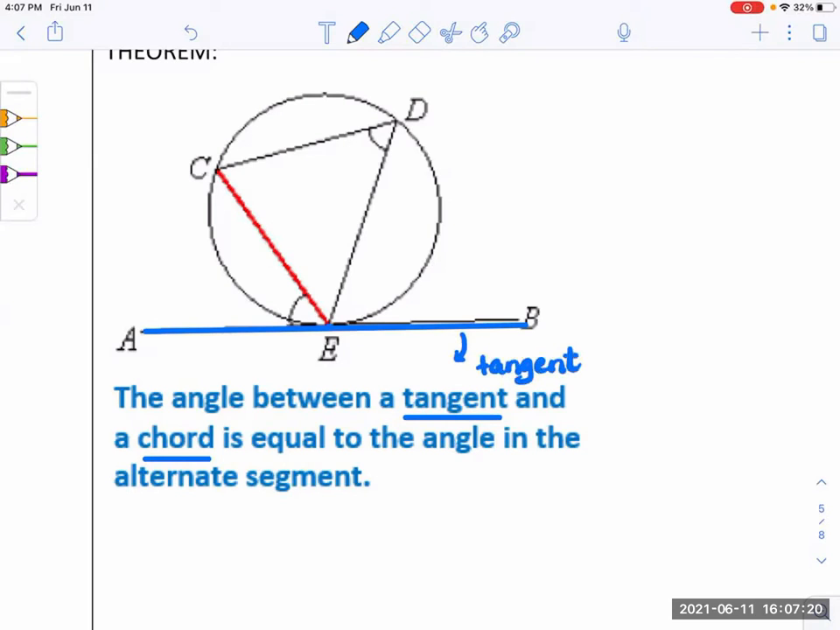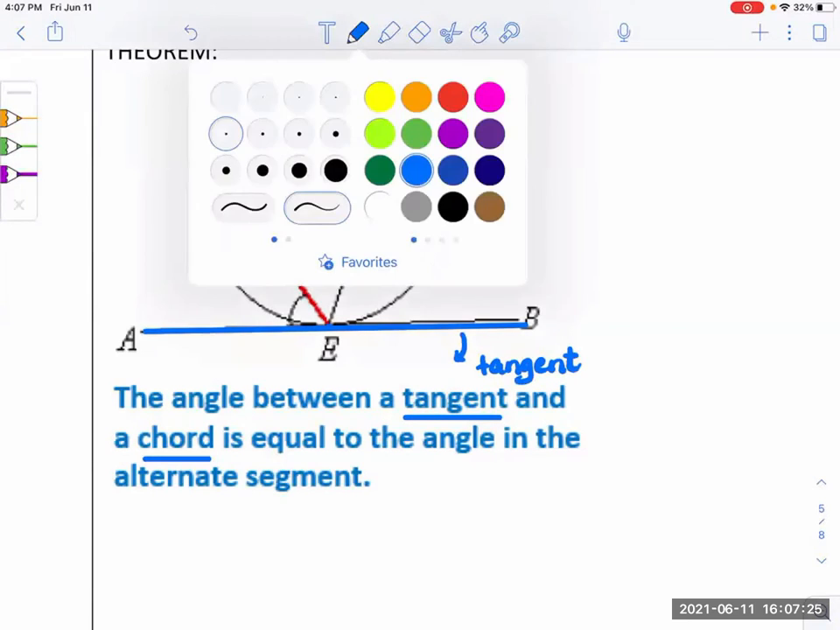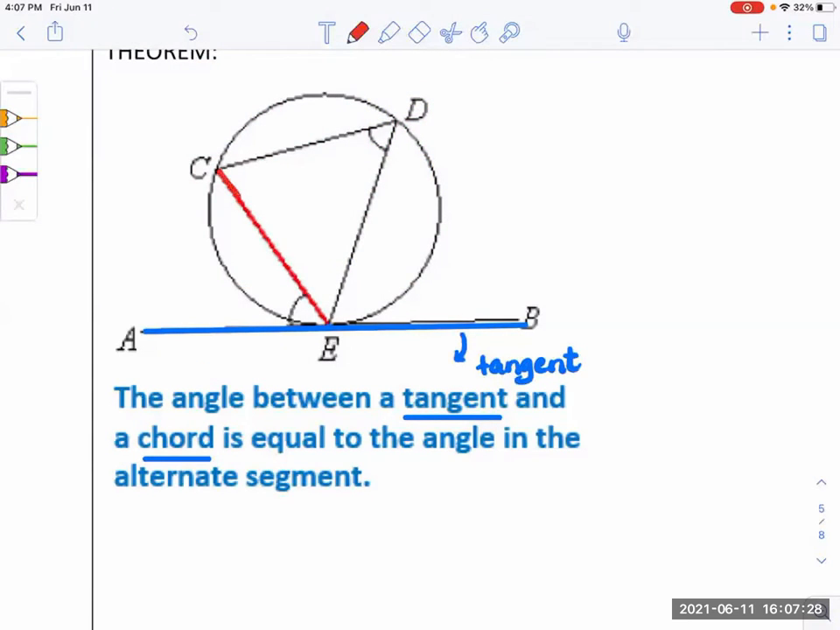Do you all agree? Yeah, miss. CE is called the chord because it touches one point of the circumference and the other. So this is called the chord. So we identify that, the angle in between. So this is the angle in between the chord and the tangent. You all seeing that?